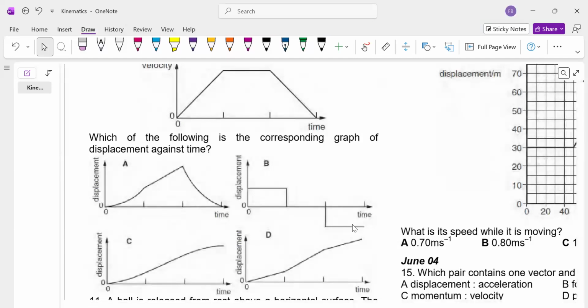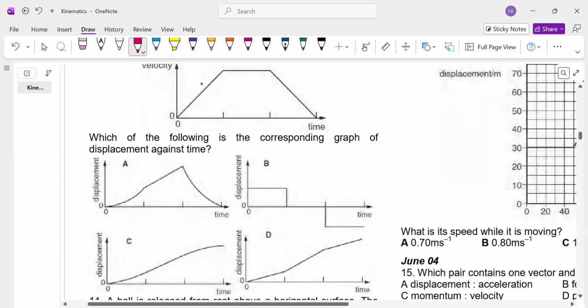At first, it's increasing. I think it might be A. No, it is not A. This is not straight. You cannot take this, it is showing an increase and then a decrease.